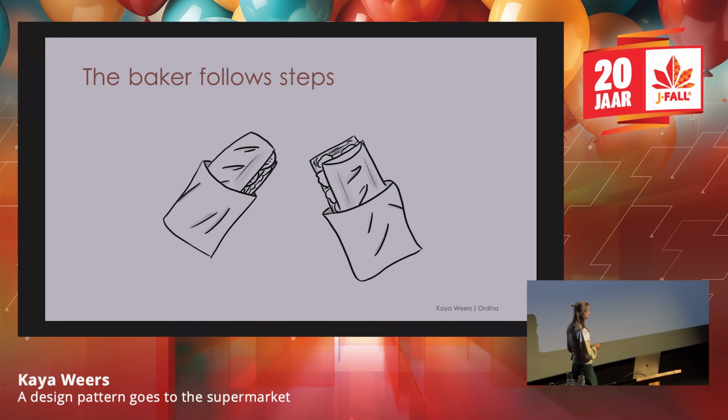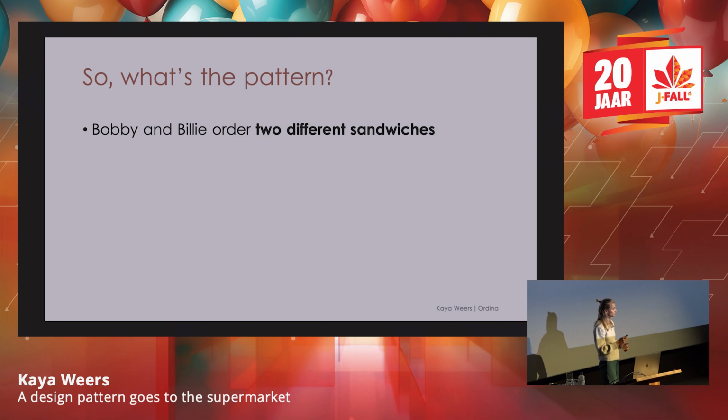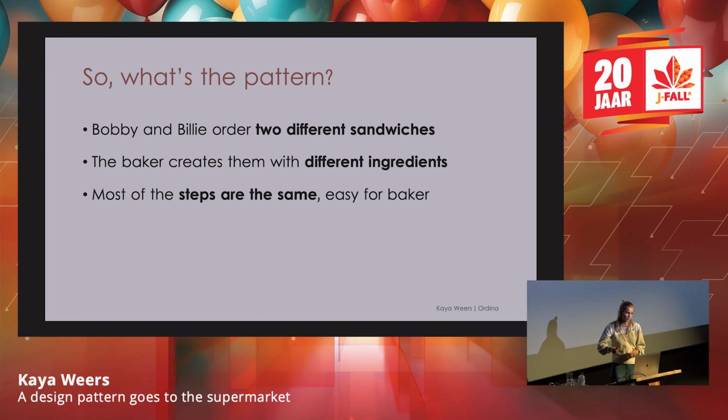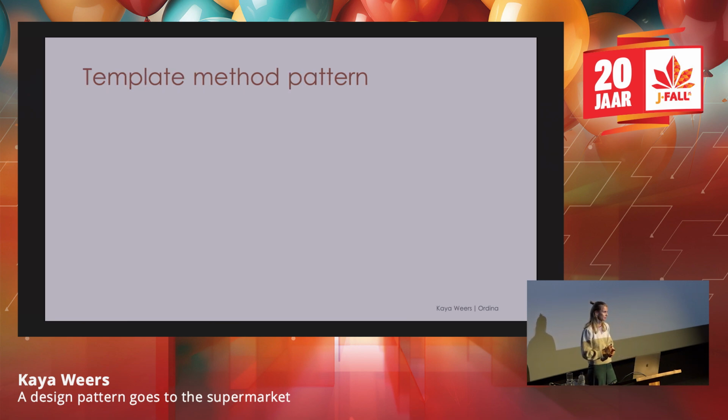And they're really enjoying their sandwiches. So what we see here is that Billy and Bobby ordered different sandwiches with different ingredients, but still the baker follows a certain process every time again. And most of the steps are the same, but steps can also be optional, like the topping for the chicken sandwich. So this is called the template method pattern.